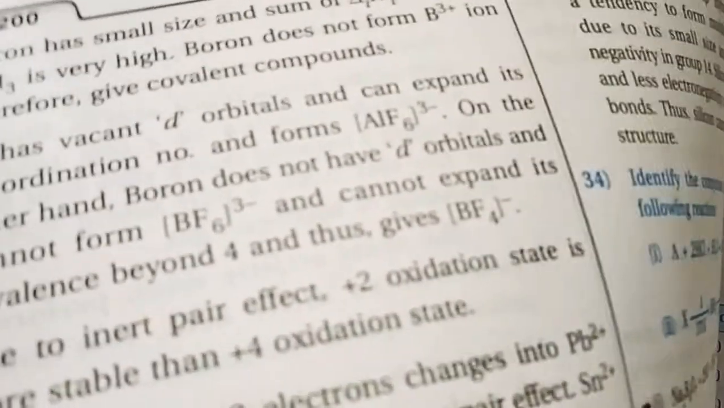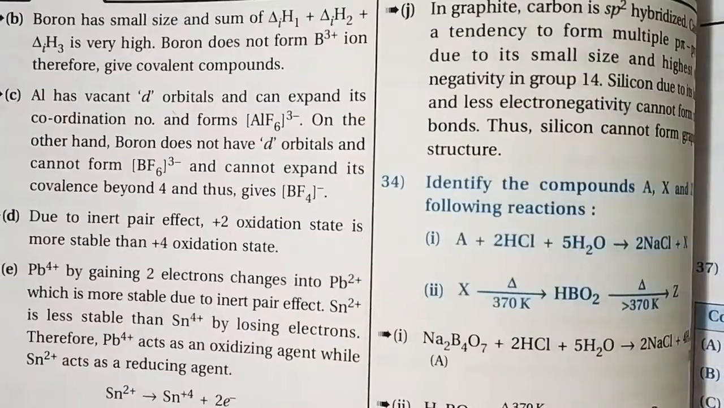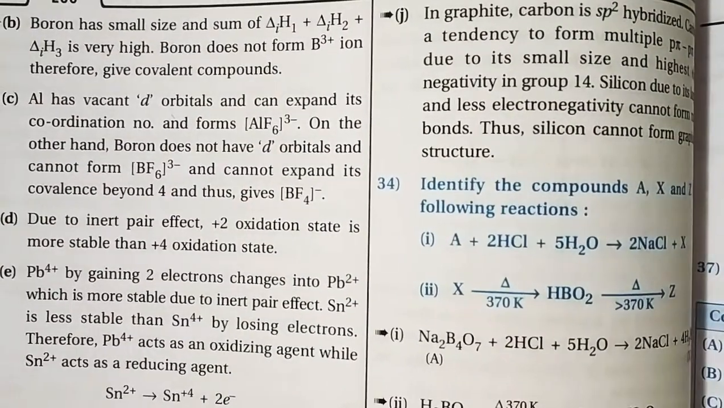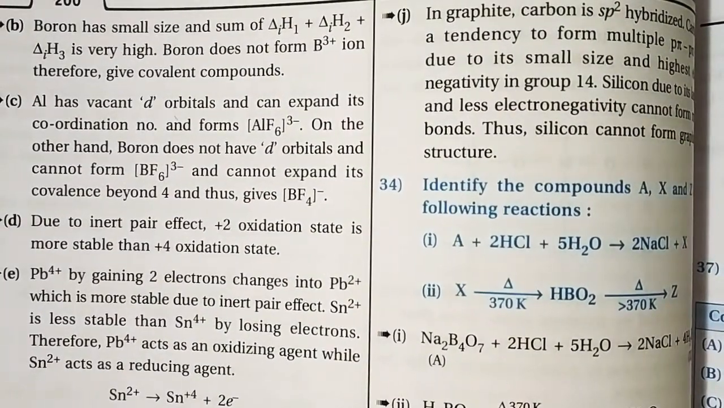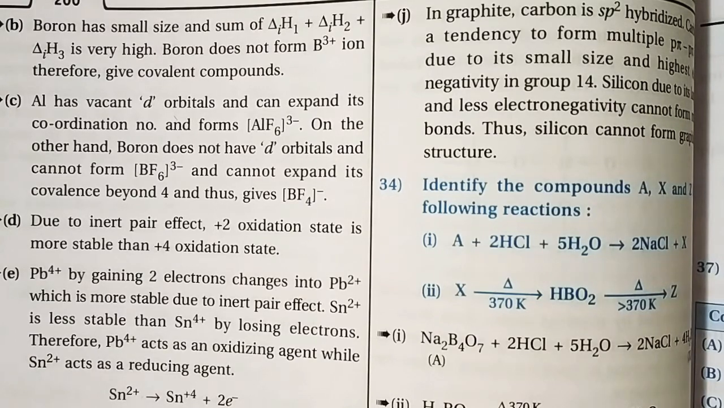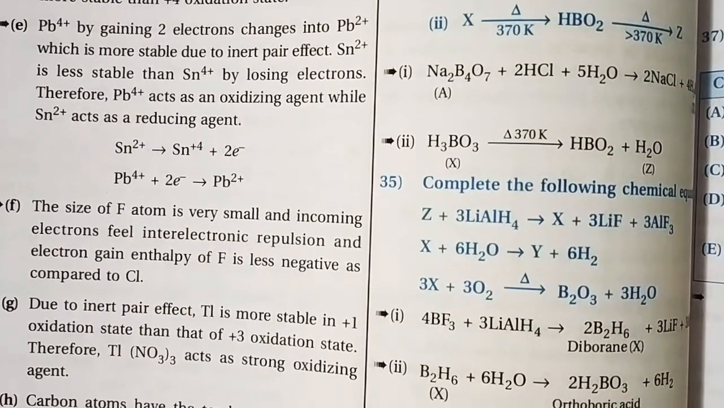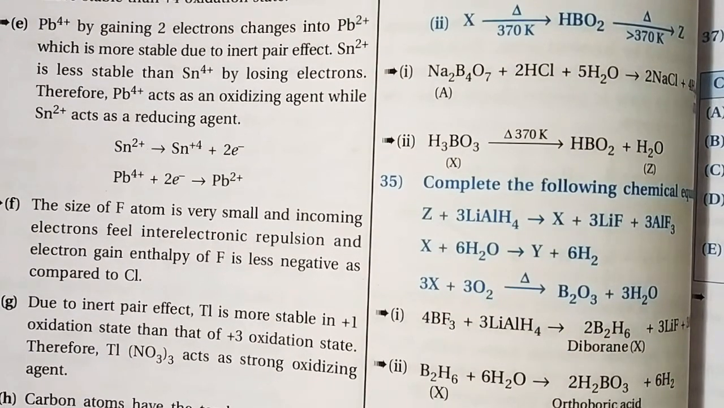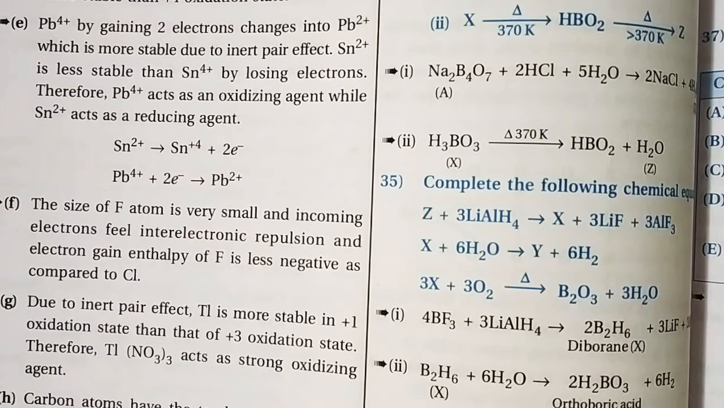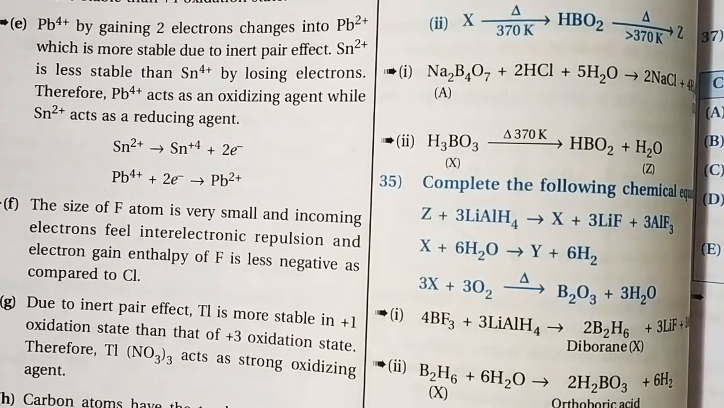Next is D. PbX2 is more stable than PbX4. So Pb+4, by gaining 2 electrons, changes into Pb+2, which is more stable due to the inert pair effect. Sn+2 is less stable than Sn+4, by losing electrons. Therefore, Pb+4 acts as an oxidizing agent while Sn+2 acts as a reducing agent.